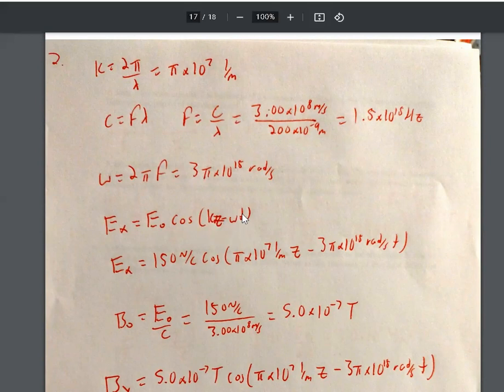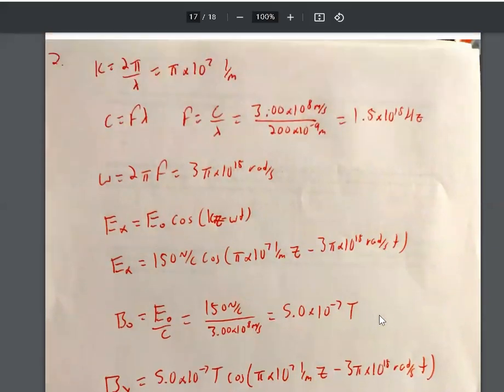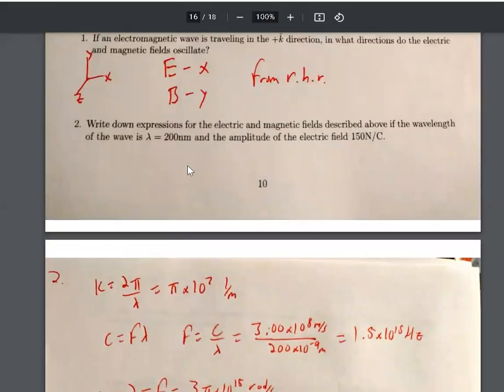Okay, so that's true for the magnetic field as well. It's always going to be the maximum magnetic field, or sometimes the amplitude of the magnetic field, times the cosine of the wave number times the direction the wave is traveling in, minus the angular frequency times time. We actually have enough information here, only knowing the wavelength and the magnitude of the electric field, to determine all of those numbers.